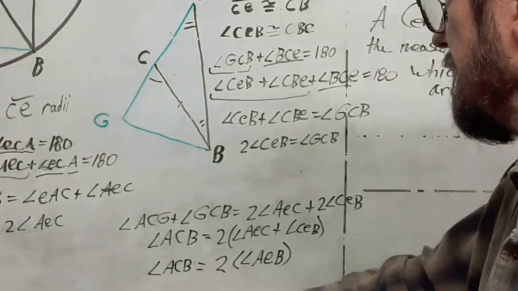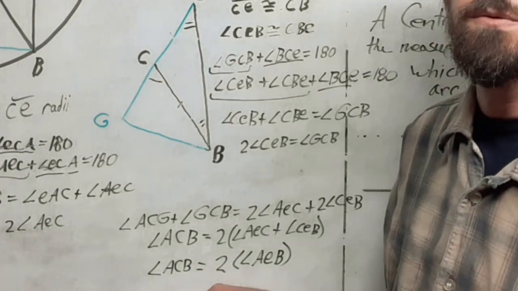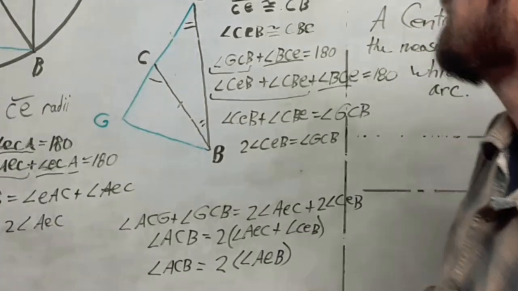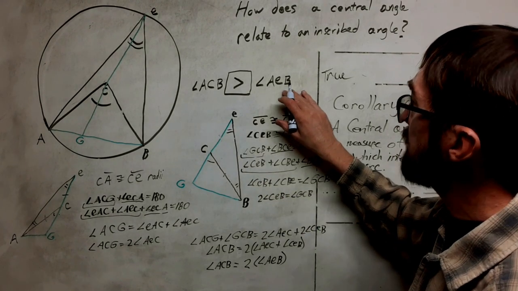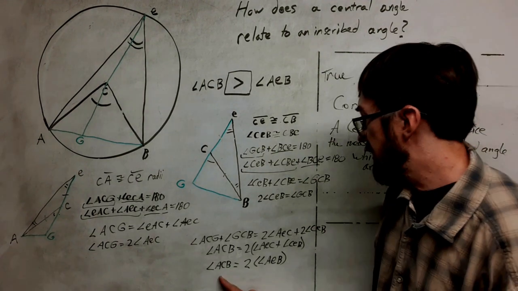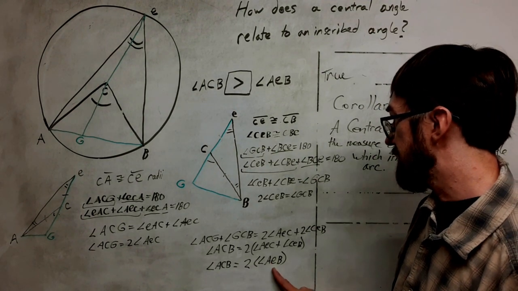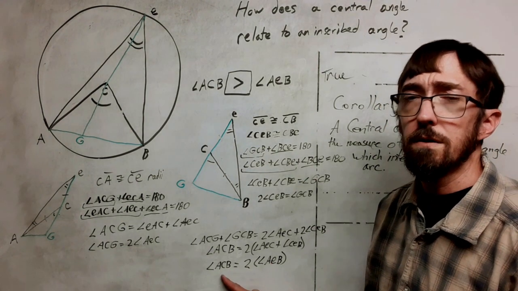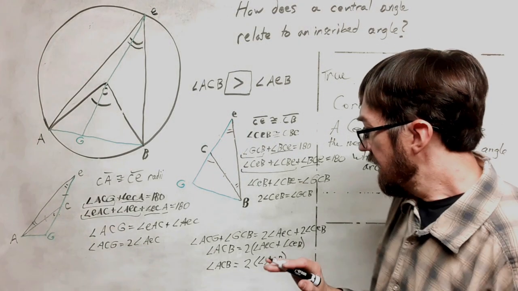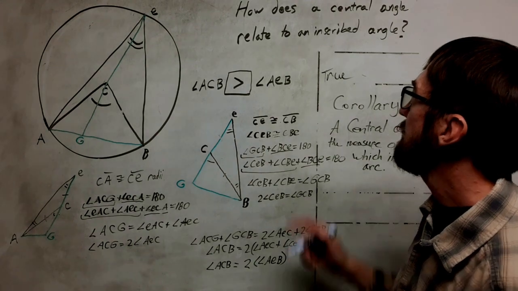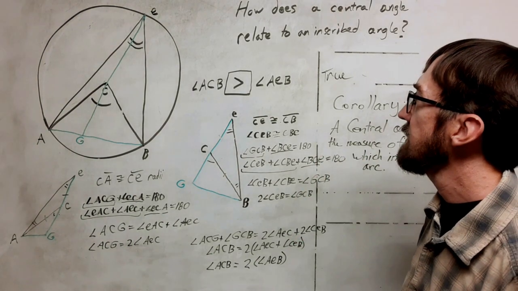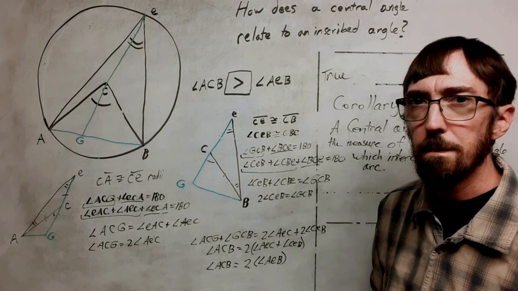And with that statement, this is the statement that we need to conclude the proof that this is larger than this angle. We see here that it takes 2 of these to equal 1 of these. So we have now proven this as true, no question.